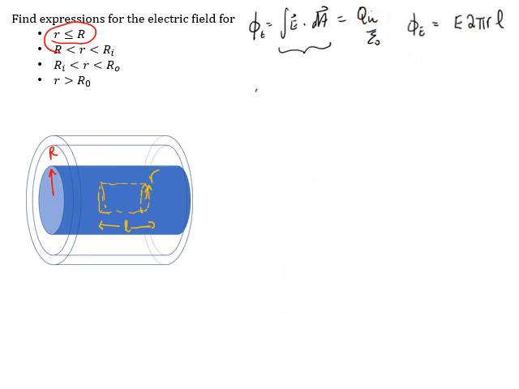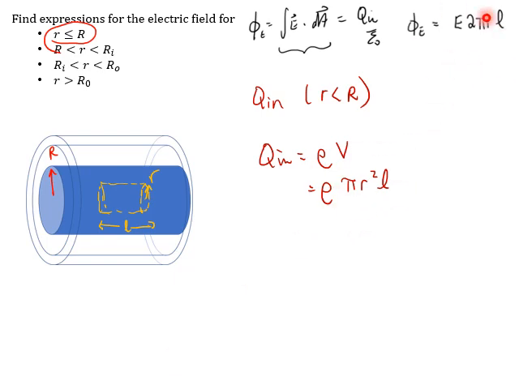To find Q inside for r less than the radius of the cylinder, Q in is going to be the density times the volume, and we know the density, so it's density times volume. The volume of our Gaussian cylinder is pi times r squared times the length of the cylinder. So now let's put our terms together.